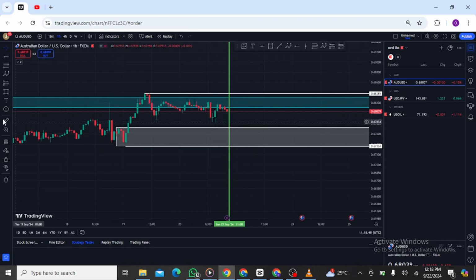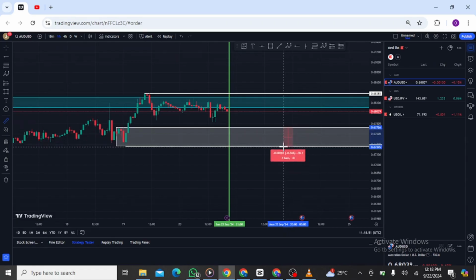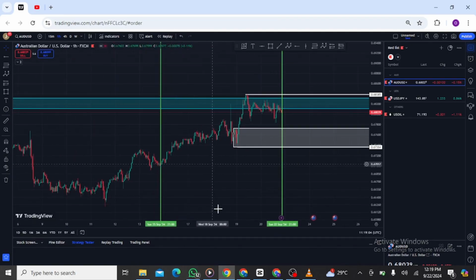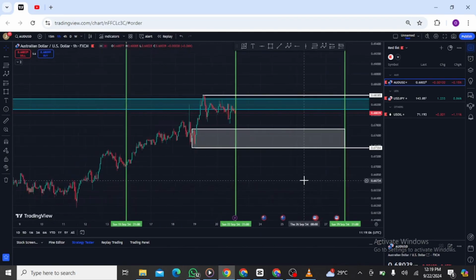Then you can go to 1R to refine it. Now, how many pips is this space? About 38 pips. So 38 pips from this zone to this zone, yeah.